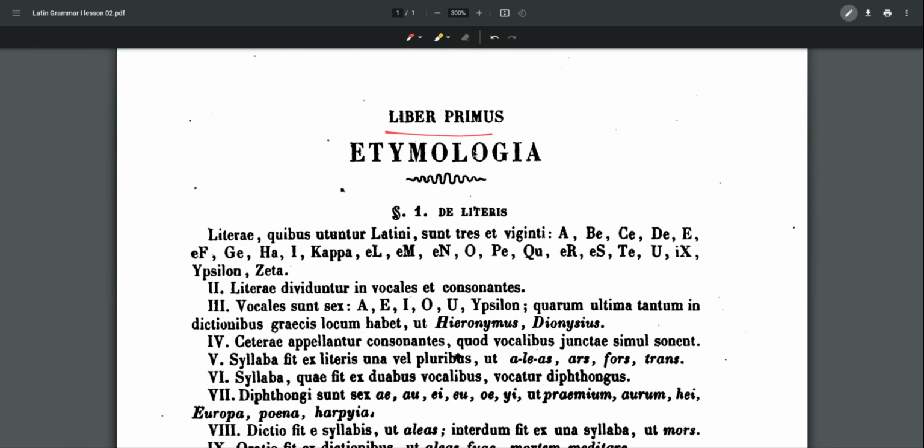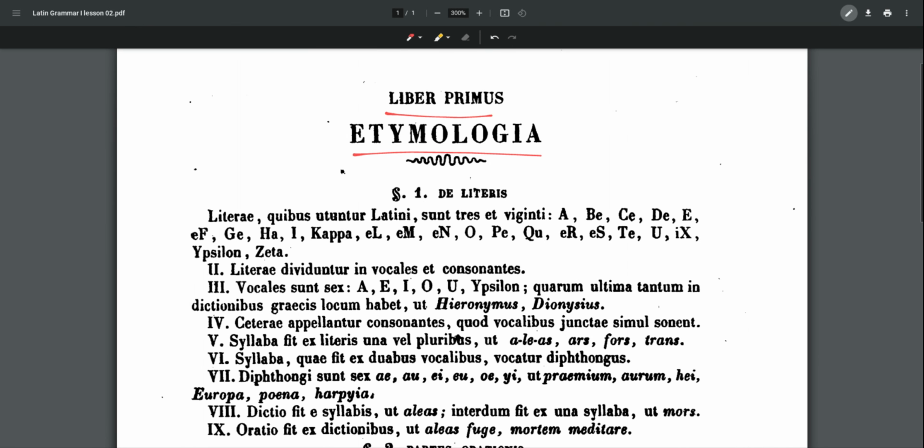Up top here, you can see we're studying Liber Primus. That means the first book of the grammar. And we're studying Etymologia, which means etymology. That's actually the second part of the art of grammar. The first part is orthography. The second part is etymology. The third part is syntax. And the fourth part will be prosody.